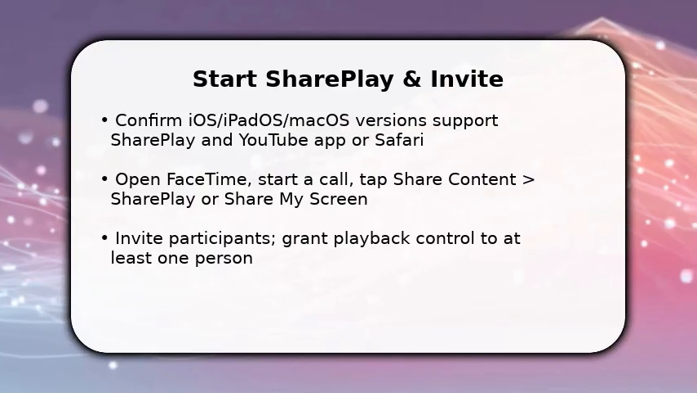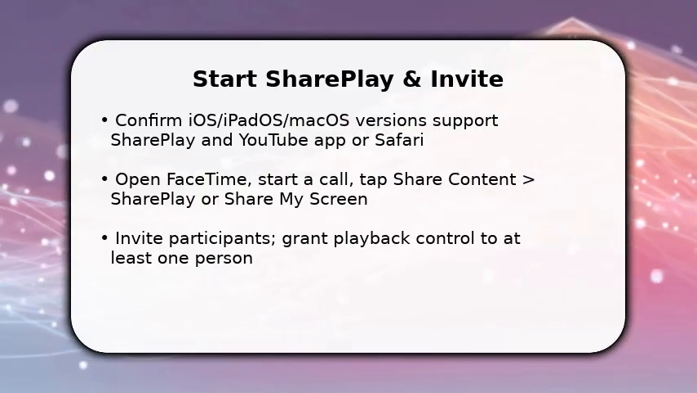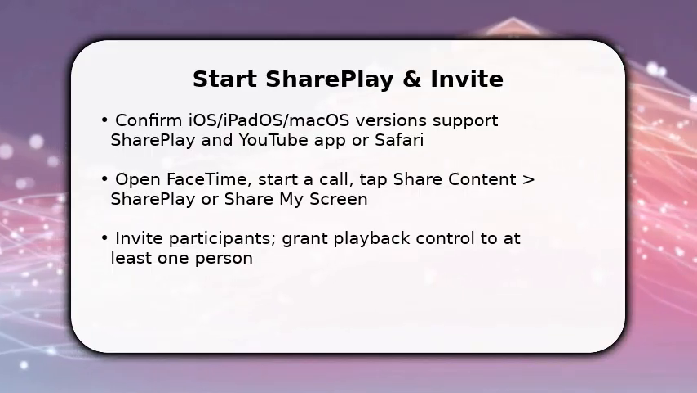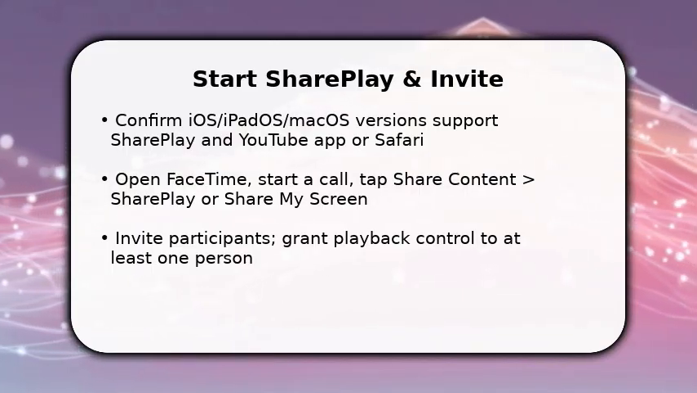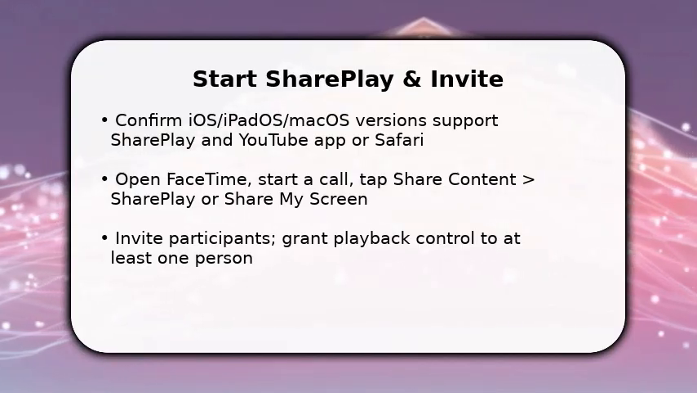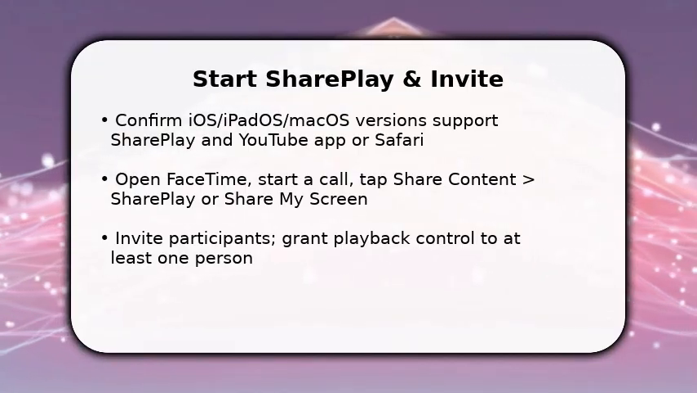Next, open the YouTube app or Safari and cue the first video. Make sure you use the same video source for everyone. You should grant playback control to a participant if you want collaborative seeking and pausing. This gets everyone synchronized and ready to stream together.